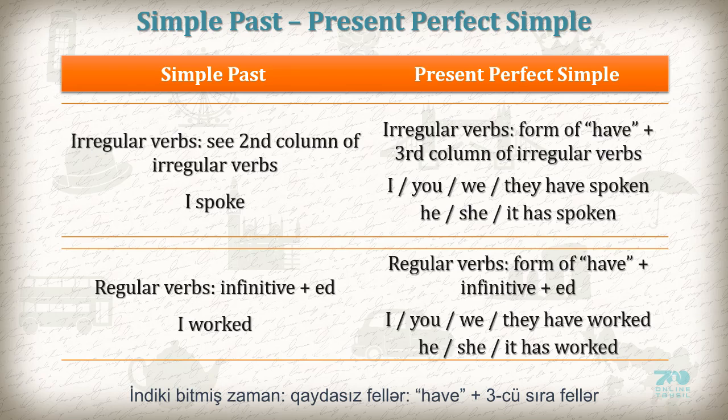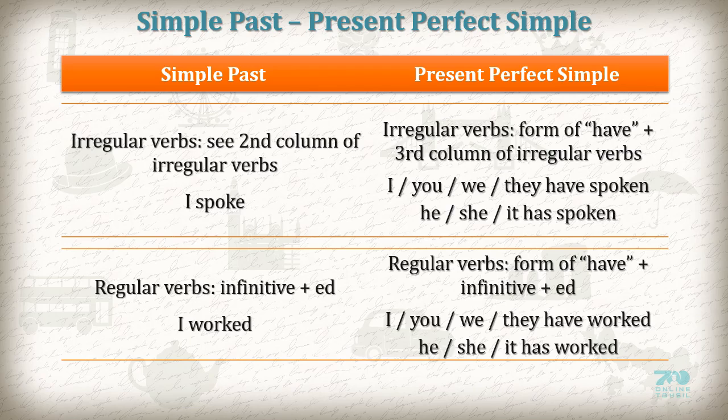Present perfect simple. Irregular verbs: form of have plus third column of irregular verbs. Example: I, you, we, they have spoken. He, she, it has spoken.